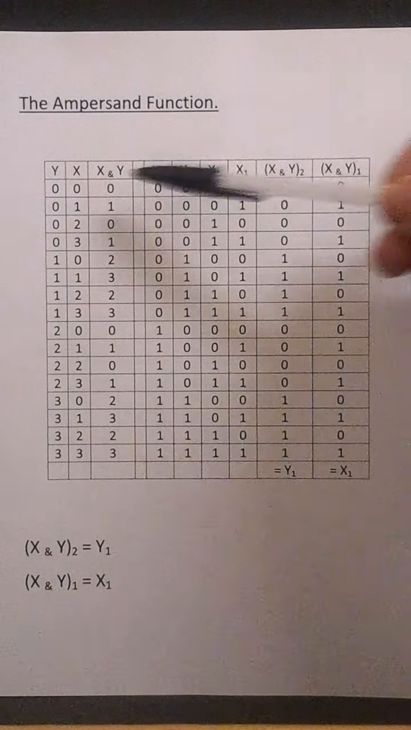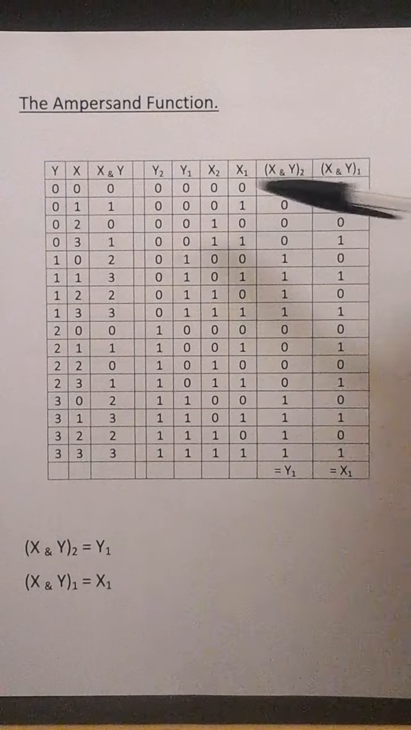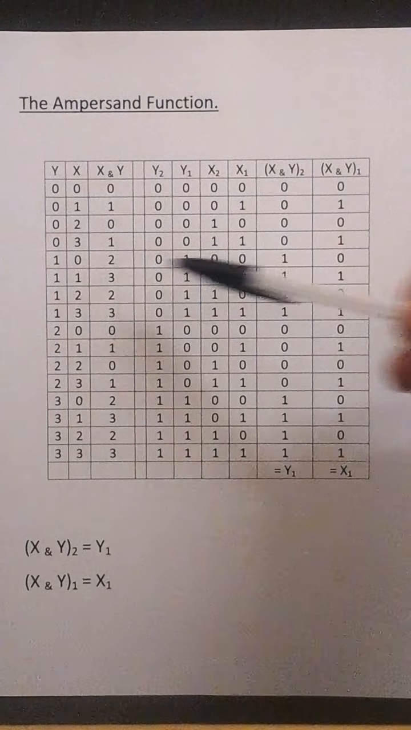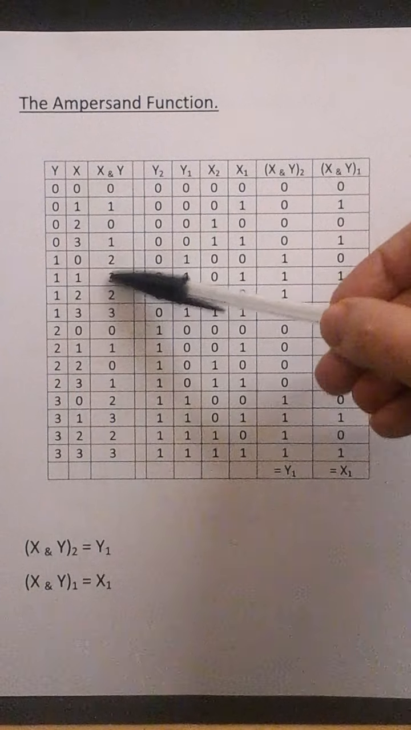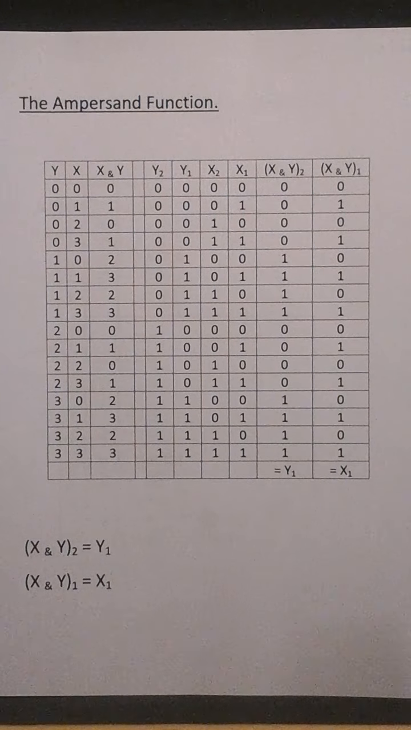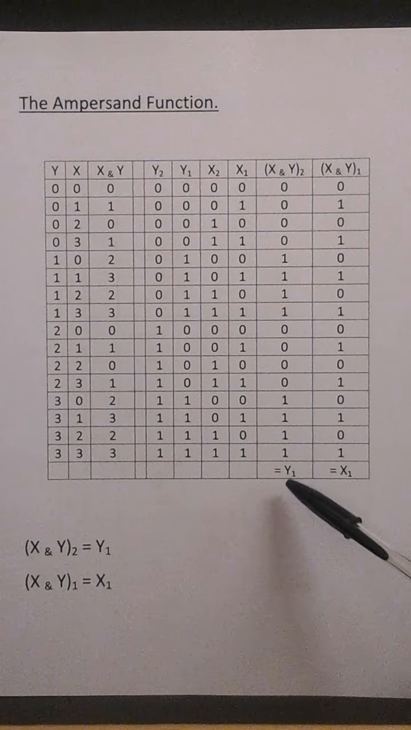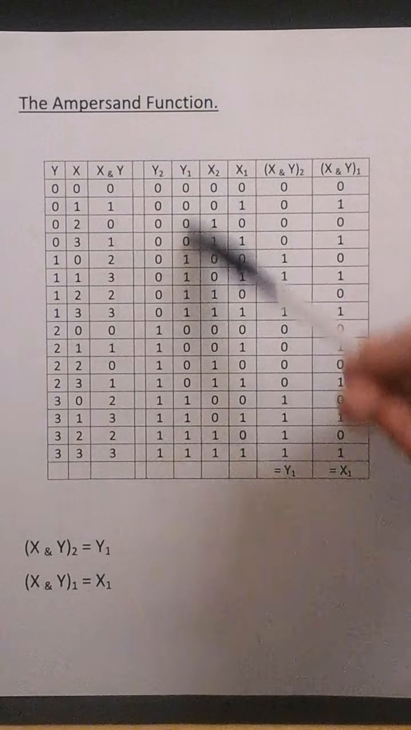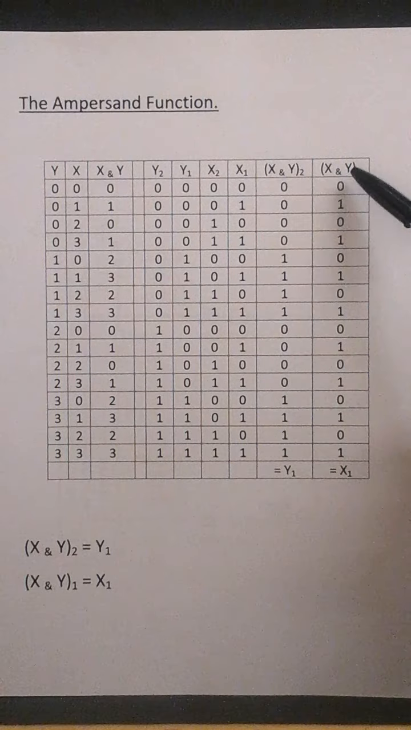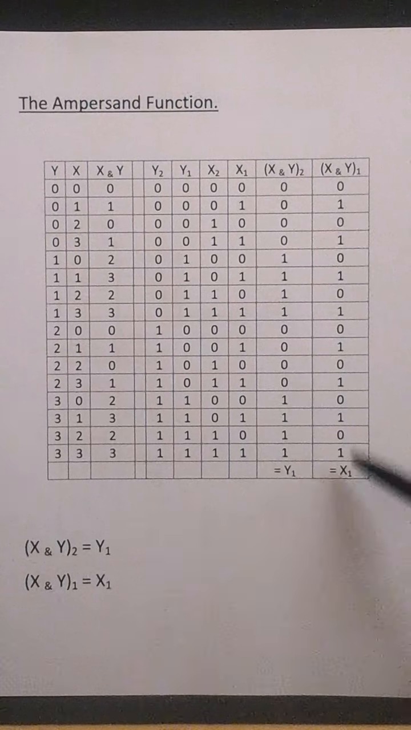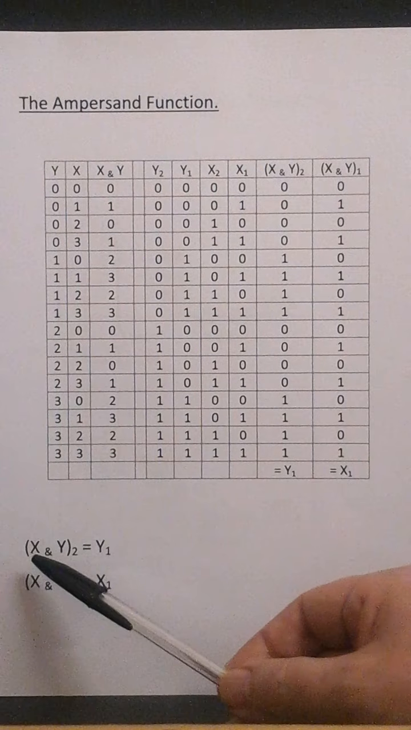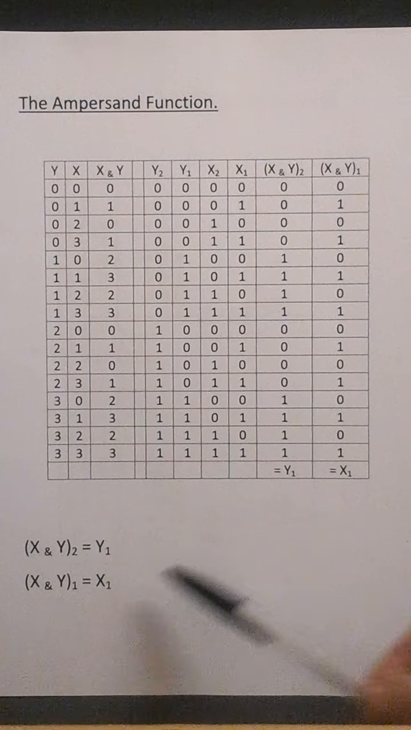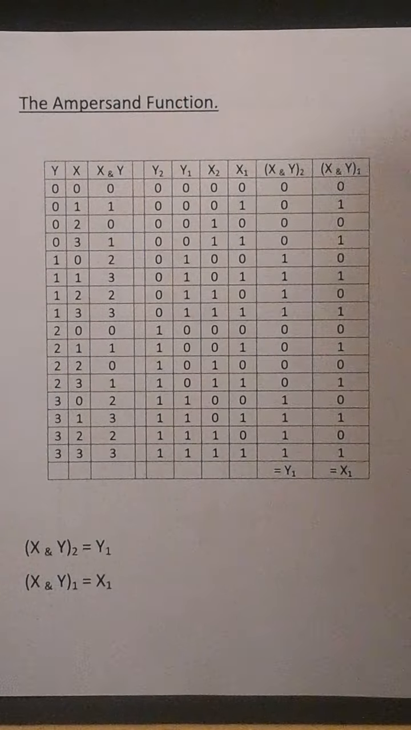So I'm using the same coding for the output x ampersand y. 0 is 0, 0, 1 is 0, 1, 2 is 1, 0, and 3 is 1, 1. So the output is equal to y1 for x ampersand y2. These are the same. And for x ampersand y1, the output is equal to x1. So x ampersand y2 is y1, and x ampersand y1 is x1. Right.